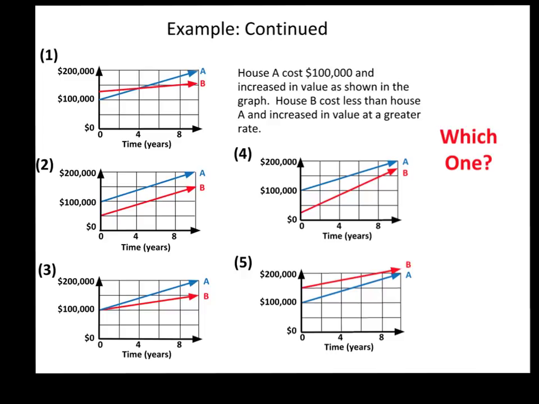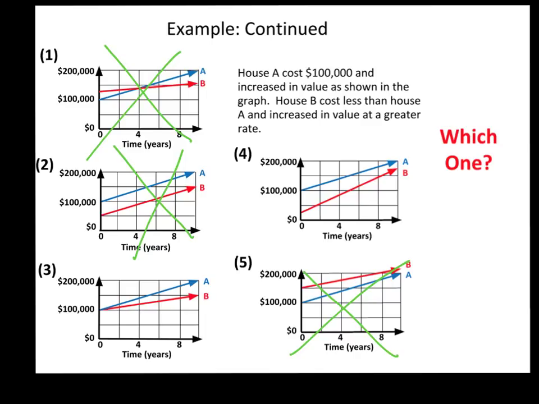So we already said the red line, house B, has to be under, its starting value is under 100,000. So we can automatically cross off number 1 for that reason, as well as number 5. Okay. Then we also know it has to increase at a greater rate, so a steeper line. Number 2 has the same slope, the same increase in value, so that one's not going to work.